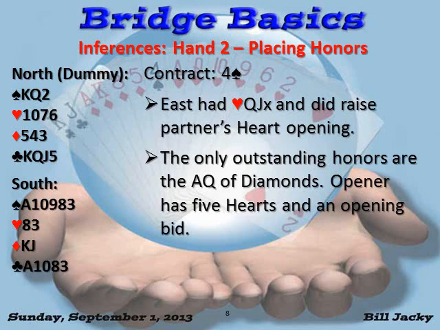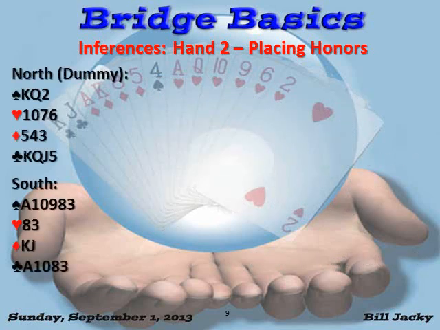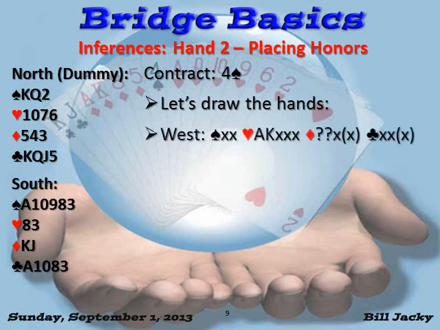So opener has 5 hearts and an opening bid, and he must have the ace, king of hearts. But he does have an opening bid. Let's try to put the hands together and see where the diamond honors might be. Here are the hands again. We're in 4 spades. We've got to fathom the diamond suit. Let's draw the 2 hands. We know that West started with 5 hearts to the ace, king. We're missing the ace and the queen of diamonds. We don't know where they are.